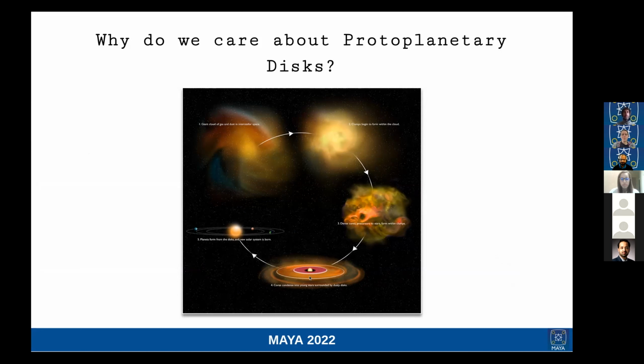And the disk is going to be very important in the evolution of the system because it will set the final characteristics of the protostar and also of the planetary system. So if we want to understand how our solar system formed, we need to study the early stages of the system when the protostar is surrounded by these disks of gas and dust.